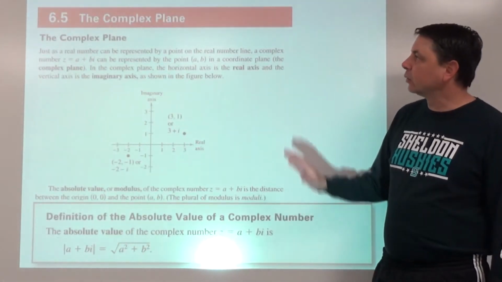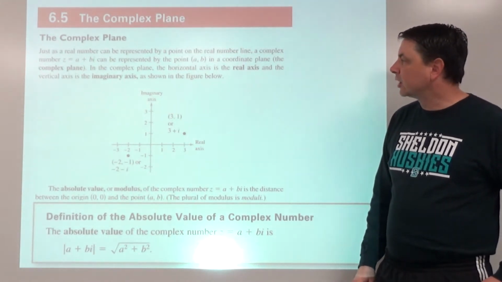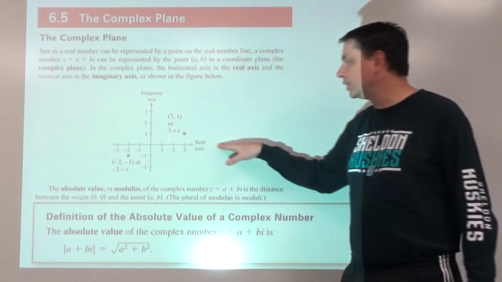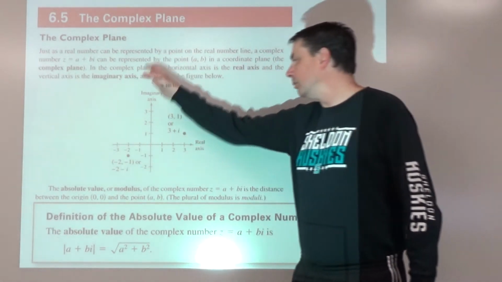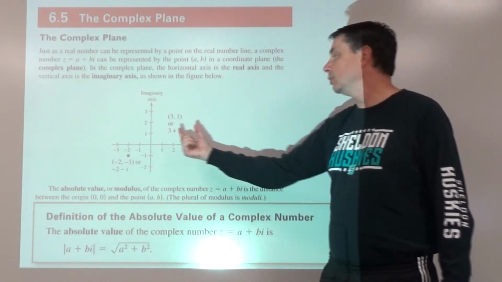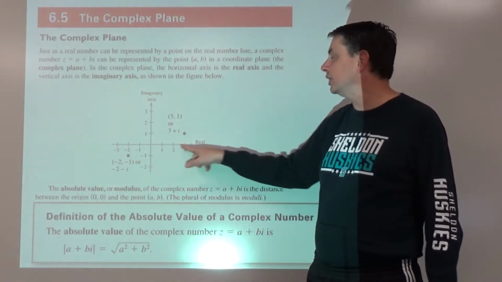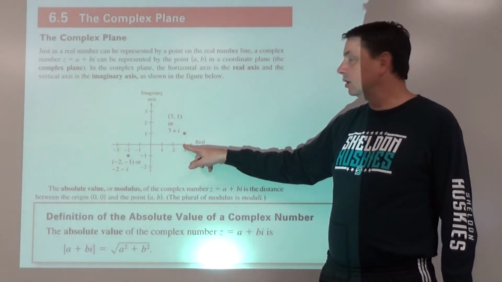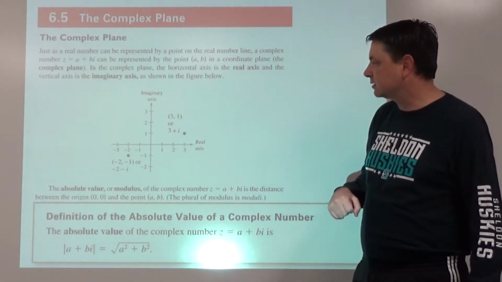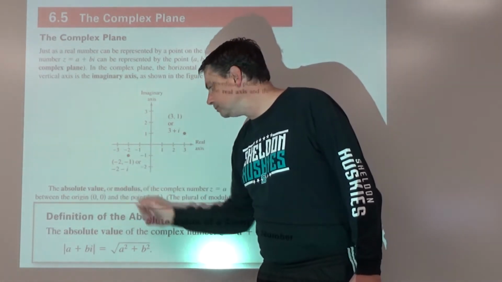All right, we're going to start here with a brief look at lesson 6.5, the complex plane. We've got in the complex plane a real axis and an imaginary axis. So the complex number 3 plus i is 3 plus 1i. So we're going to go positive 3 on the real axis and then up 1 on the imaginary axis. Negative 2 minus i would be left 2 and down 1.